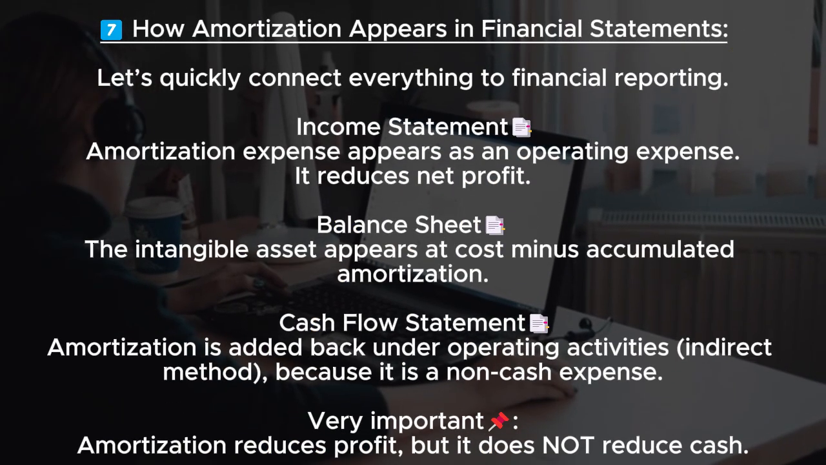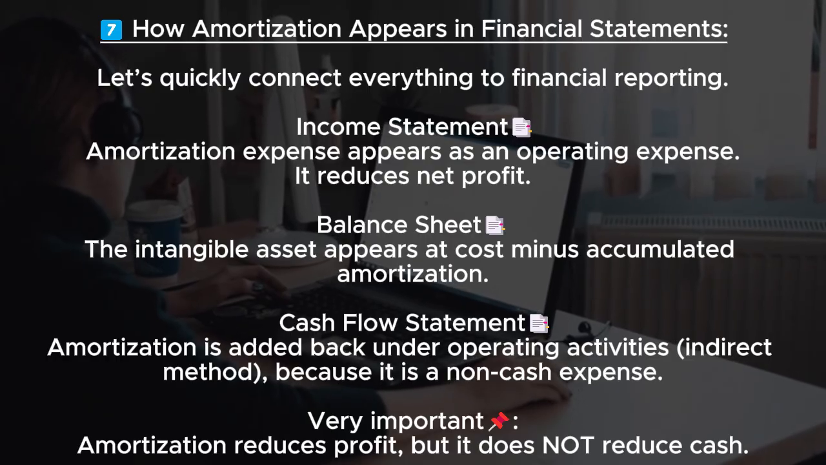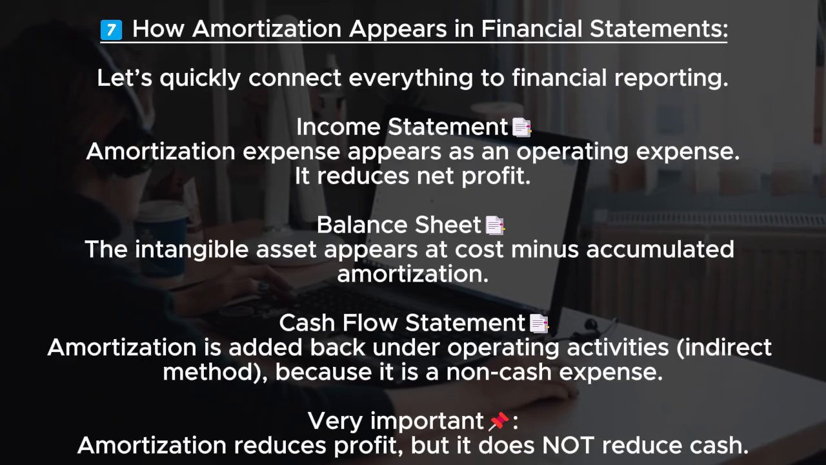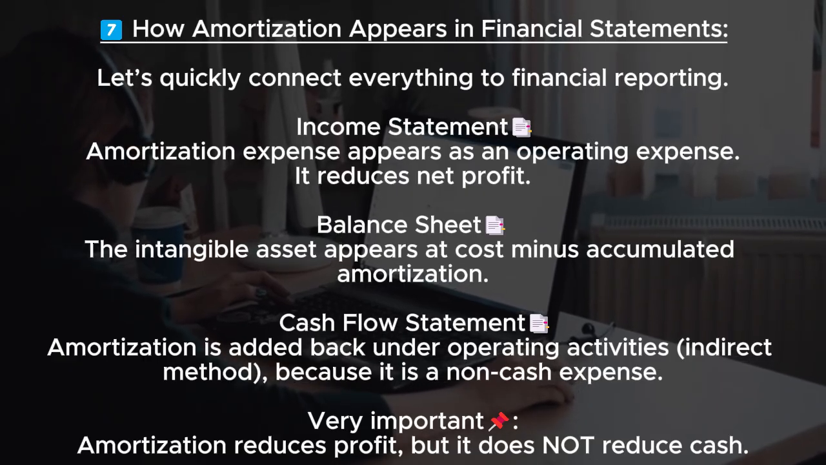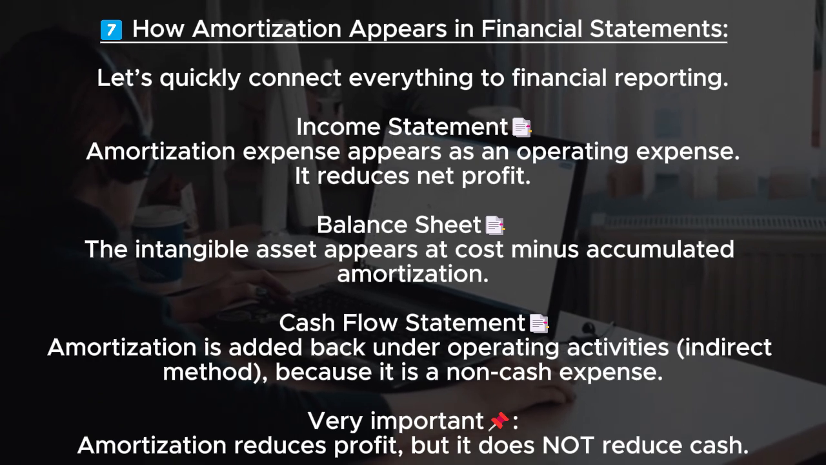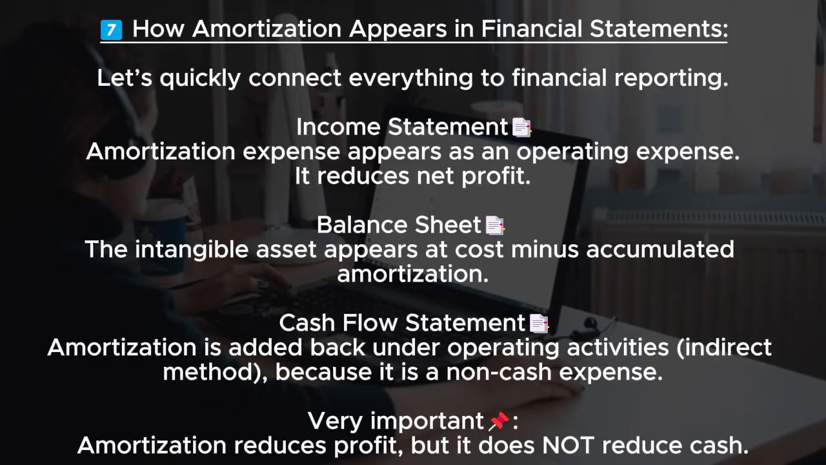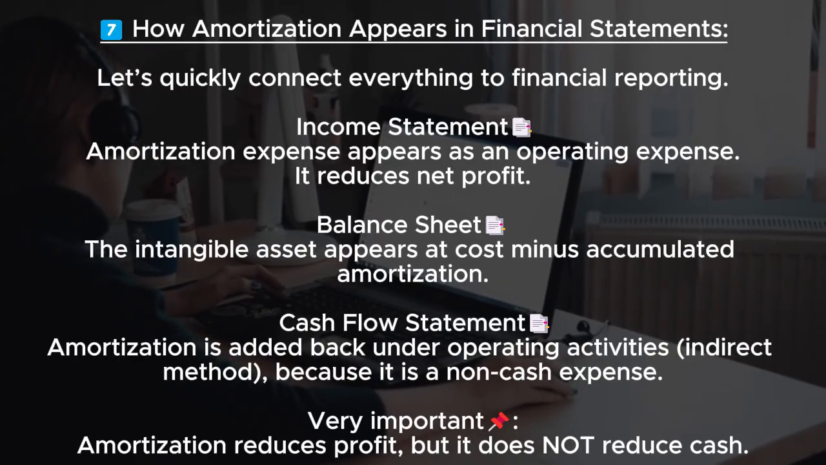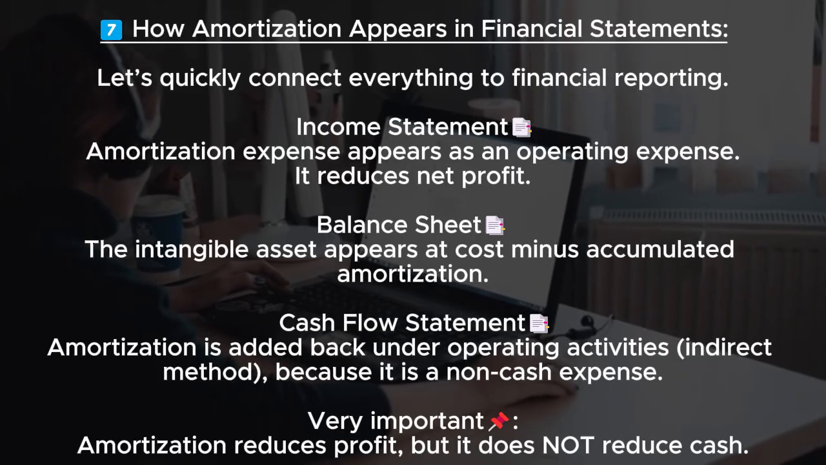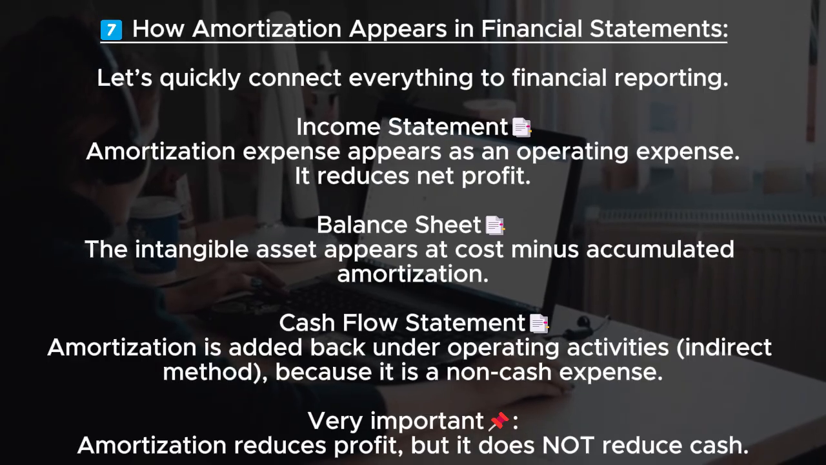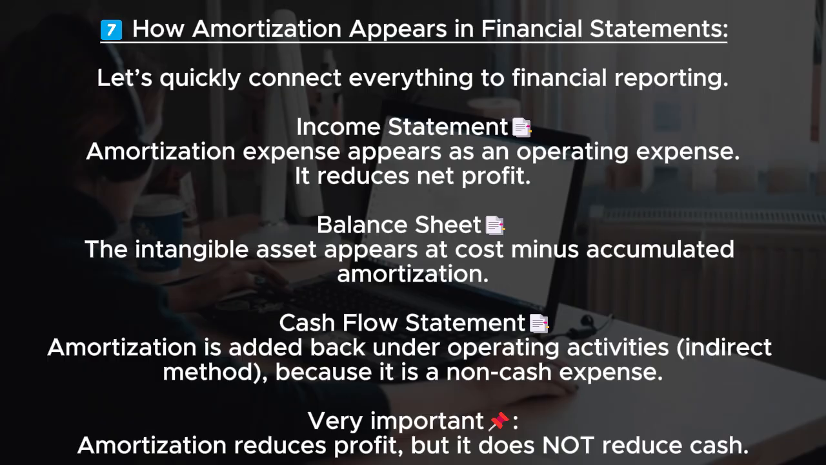7. How amortization appears in financial statements. Let's quickly connect everything to financial reporting. Income statement. Amortization expense appears as an operating expense. It reduces net profit. Balance sheet. The intangible asset appears at cost minus accumulated amortization. Cash flow statement. Amortization is added back under operating activities, indirect method, because it is a non-cash expense. Very important. Amortization reduces profit, but it does not reduce cash.